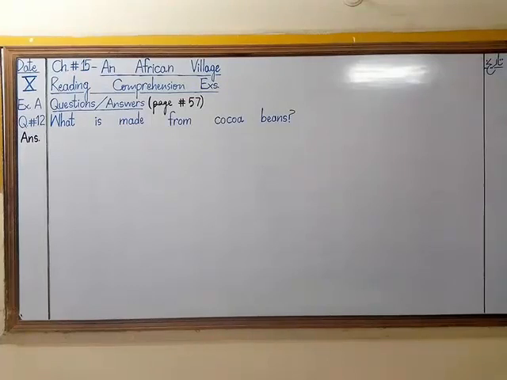Okay, question number 12 is, what is made from cocoa beans? You remember when I was explaining this chapter, I explained about it too. That they use cocoa beans and its powder, you remember, are also a major export of Nigeria.